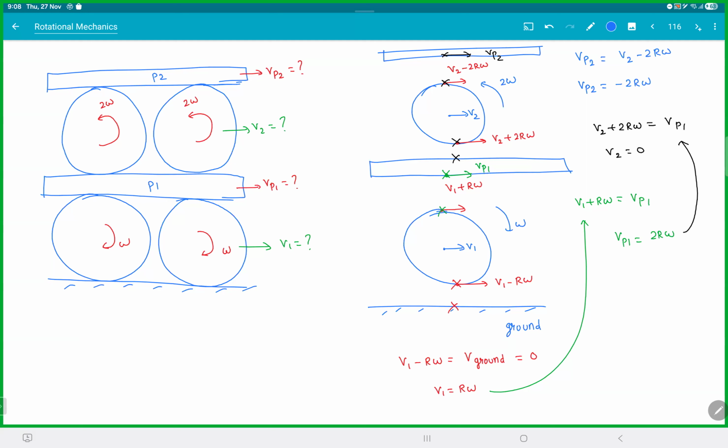If you got this, you understood no slipping conditions. There is still more variety, but we will see them in the problems. But this is the basic thing. If two surfaces are touching and you say it is not slipping, at the point of contact, they should have the same velocity. The bodies need not have the same velocity.